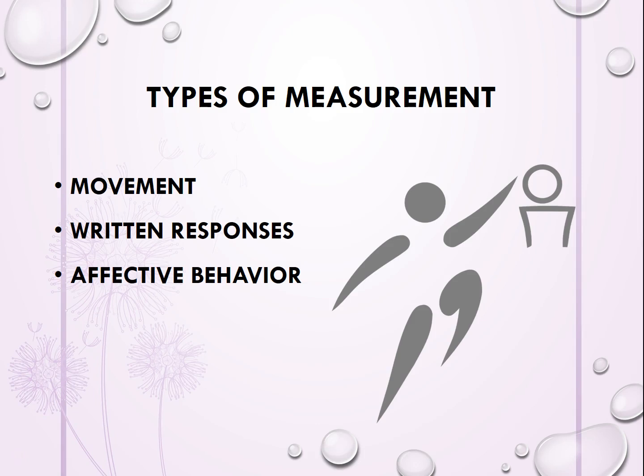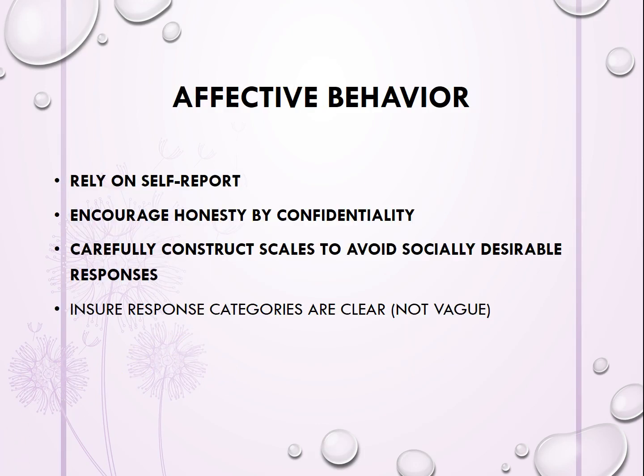2. Written responses. Research questions frequently deal with affective behavior, which includes attitudes, interests, emotional states, personality, and psychological traits. 3. Affective behavior. Affective behavior includes attitudes, personality, anxiety, self-concept, social behavior, and sportsmanship. Measuring affective behavior relies on self-report.